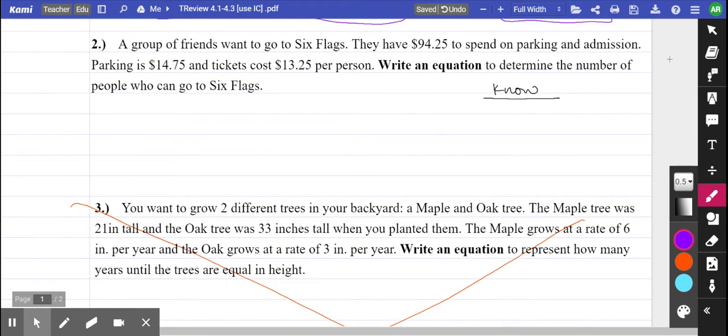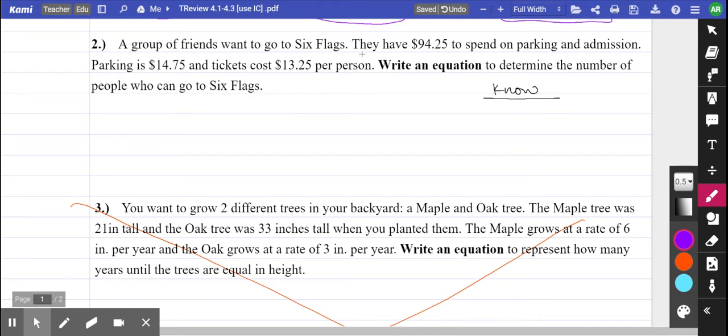Number 2, a group of friends wants to go to Six Flags. They have $94 to spend on parking and admission. Parking is $14.75 and tickets cost $13.25 per person. Write an equation to determine the number of people who can go to Six Flags.